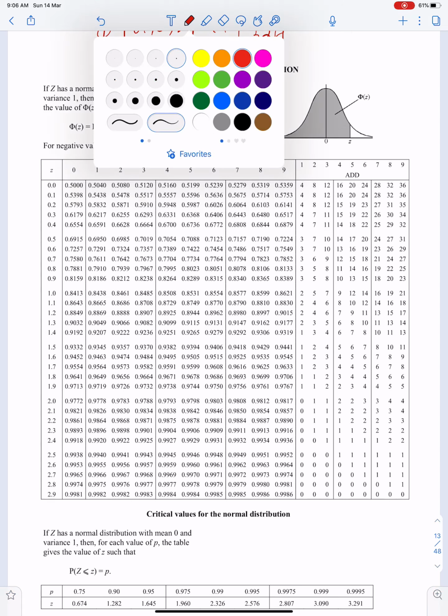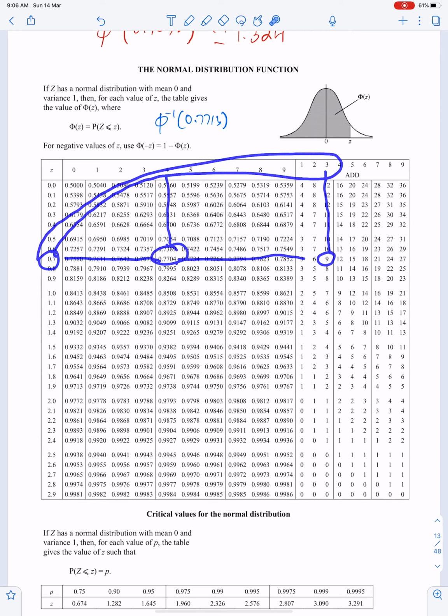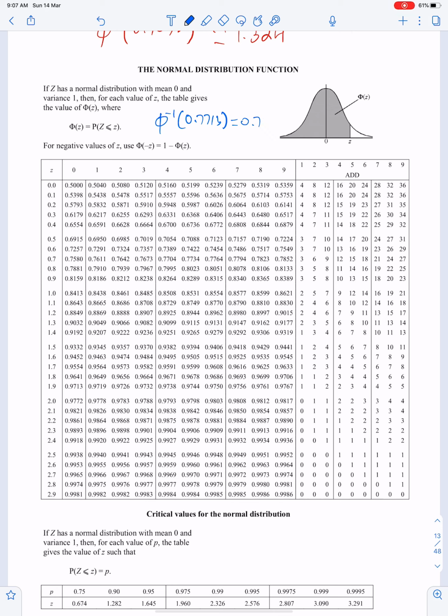Phi inverse of 0.7713. So this number is close to this number, and a difference of 9 is required. So 9 is here. So you need to read this as 0.743. That's your answer. I hope these two examples will help you understand how to read the table for phi inverse.